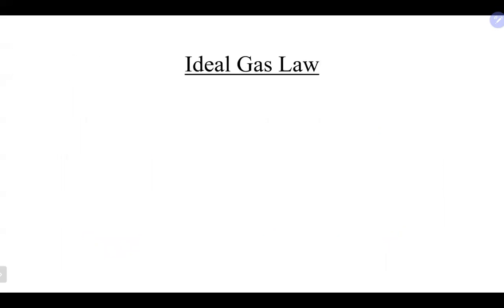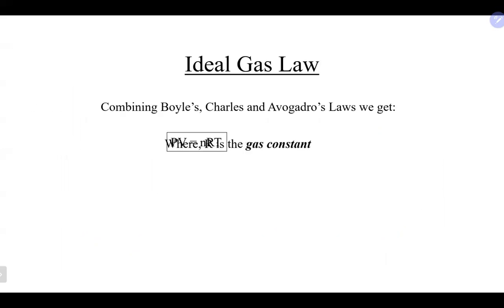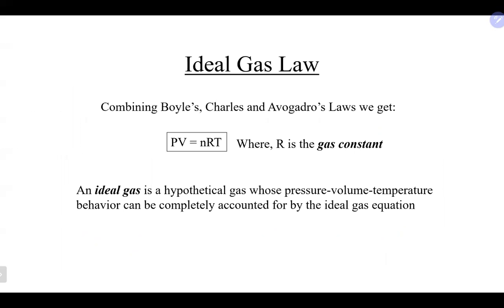So let us take a look at putting all these gas laws together. Boyle's, Charles's, and Avogadro's laws give us the ideal gas law, and the ideal gas law is PV equals nRT. The ideal gas law is a little bit different than some of the other gas laws we've been talking about. First off, it is sort of a one and done situation. There's no 2 pressures, no 2 volumes, no 2 temperatures. You just have one of everything.